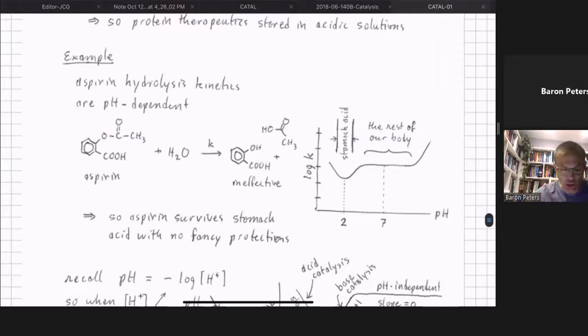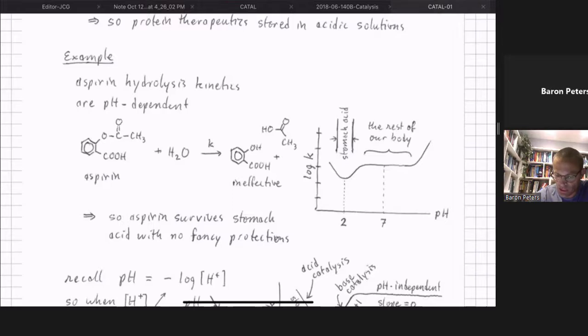The other example I want to show is aspirin hydrolysis. Okay, so these are also pH dependent. You start out with acetylsalicylic acid. It reacts with water, again with an apparent rate constant K, to give you this ineffective phenol compound and acetic acid. And if I plot the logarithm of this K versus pH, I see a very similar situation.